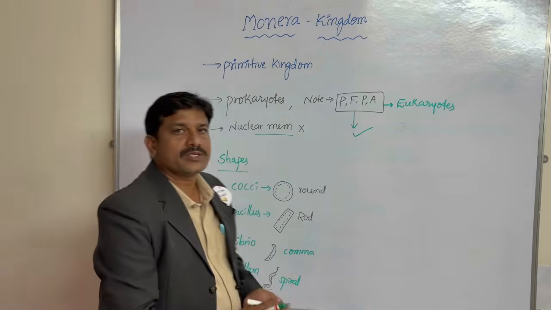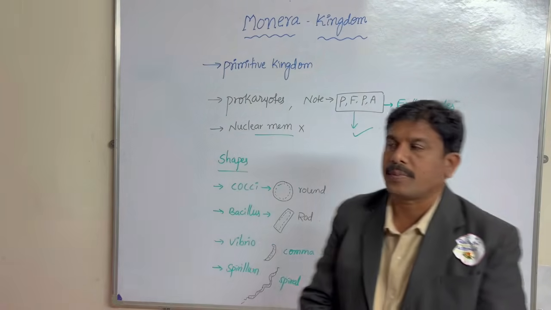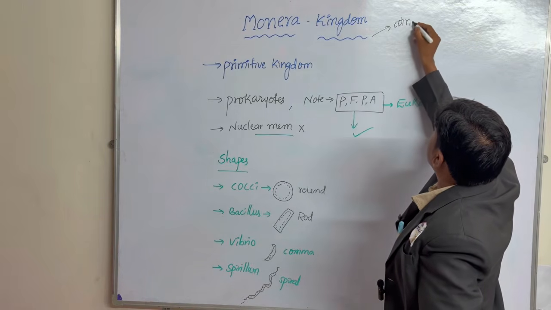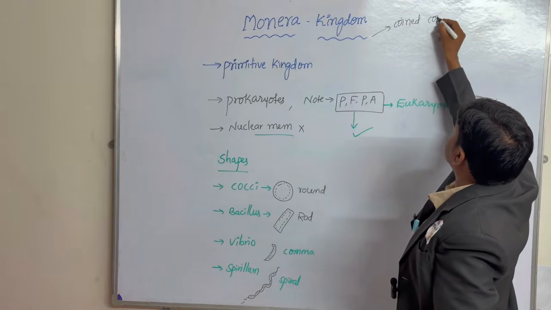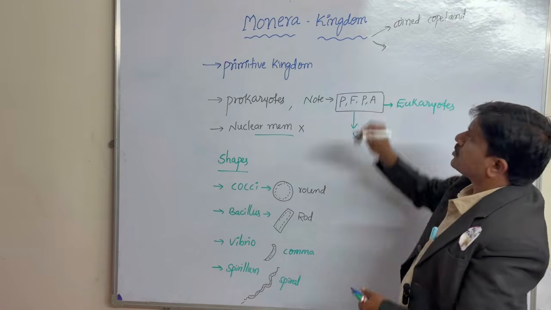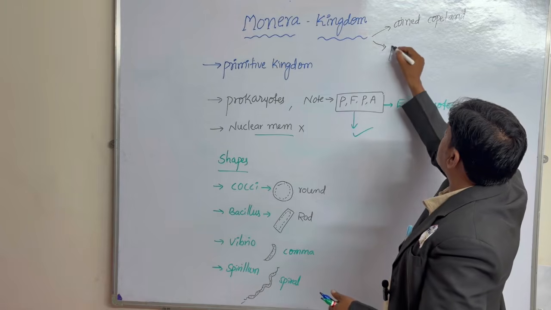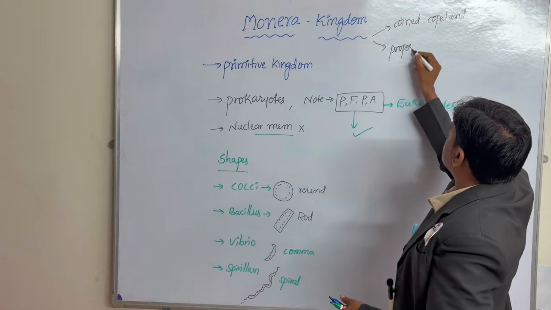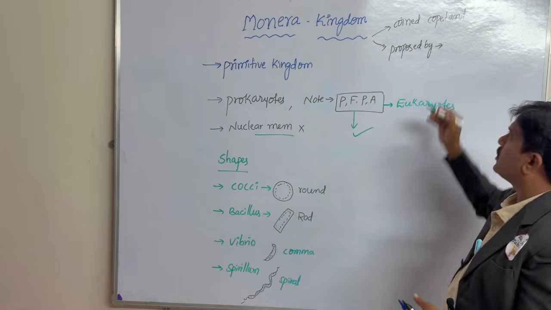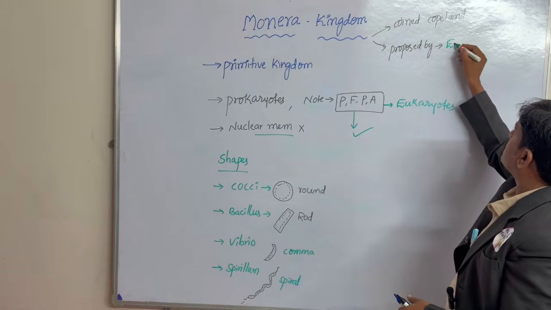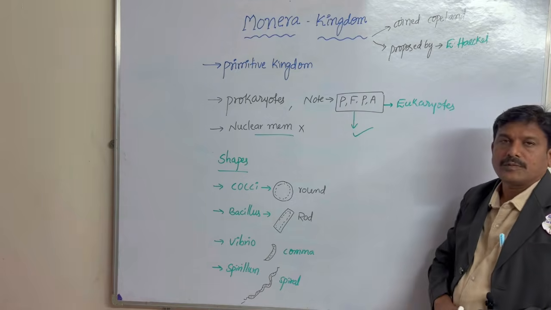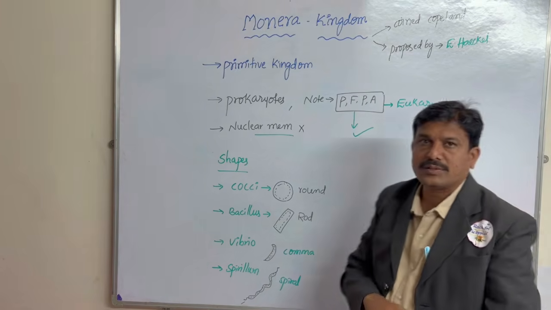So remember the Monera introduction topic. But who coined this Monera? It was coined by Copeland, the scientist. And Monera was proposed by which scientist? Ernest Haeckel. So remember this introduction topic.